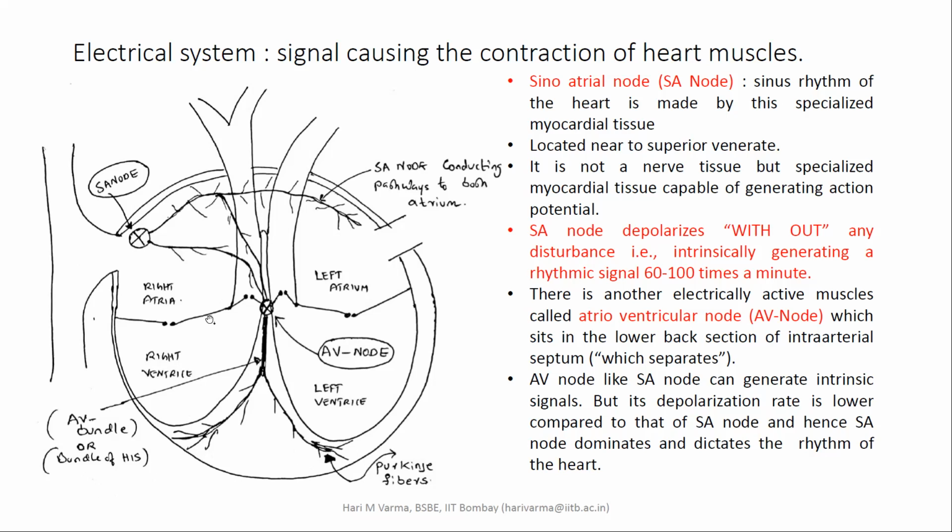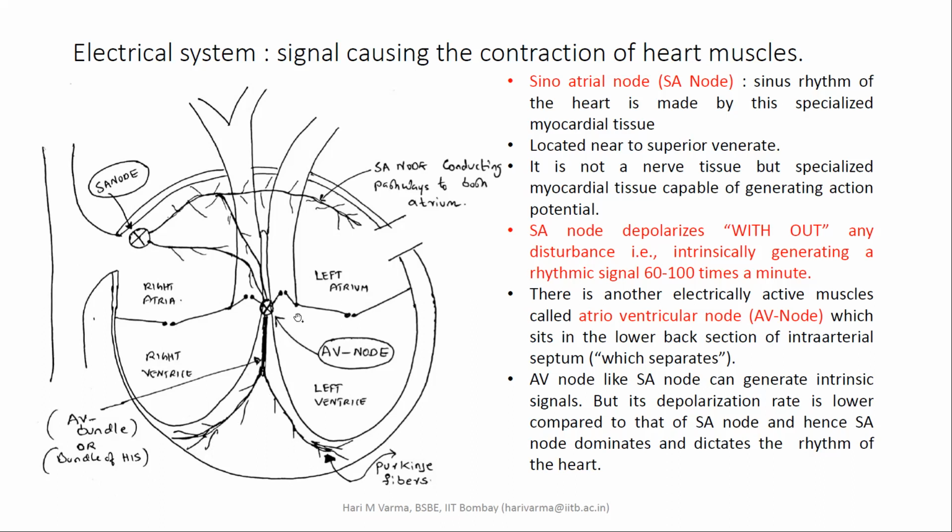So this will ensure that when a signal is generated in the SA node, the atria will first contract, and then it will fill all the blood into the ventricle. By that time, this signal has not reached the ventricle, so it will not contract. So it will wait. When the signal reaches, it will pump. So by that time, the atria has done its job, right? So that's how we have to view that. So this is one important thing.